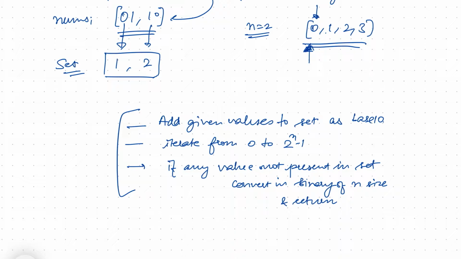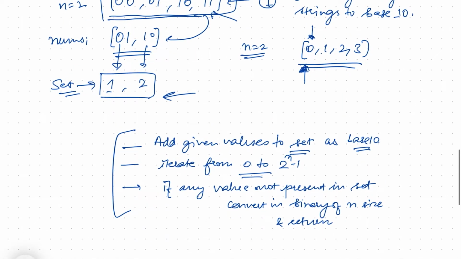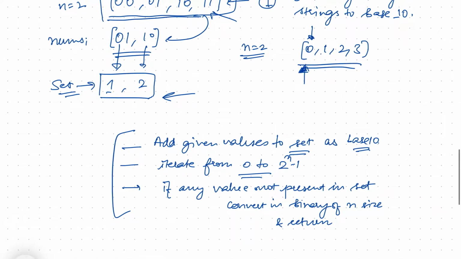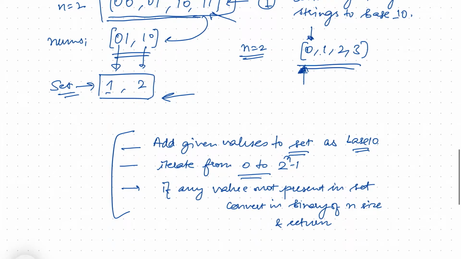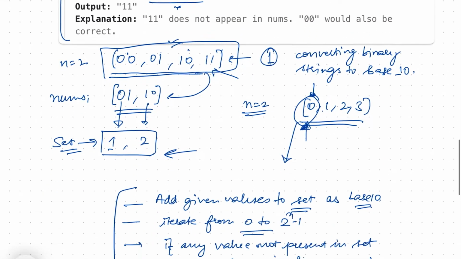Firstly, we will add all the values given in the nums array to a set, converting them into base 10. Like this, here we have created a set and added 1 and 2 to it. Now we will iterate over the candidate values, which for n equal to 2 would be 0, 1, 2, 3. If any value is not present in the set, we can use that value as our answer, and we can return it by converting it into a binary string.